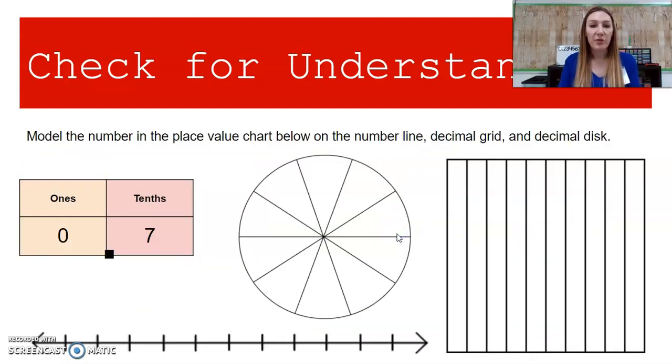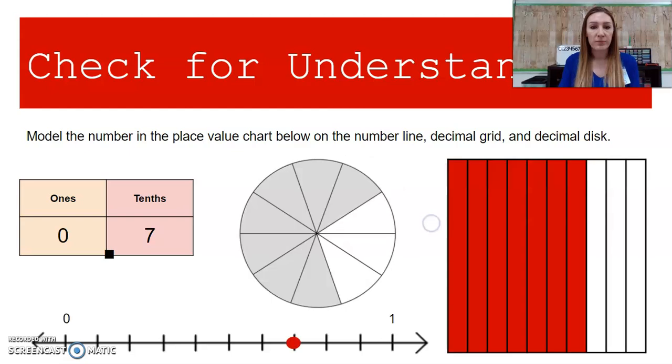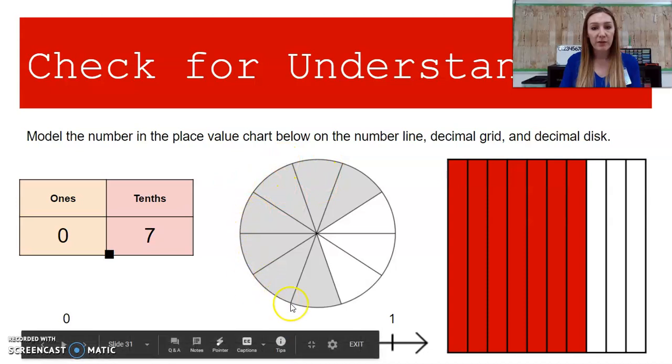Model the number in the place value chart below and on the number line, decimal grid, and decimal discs. Go ahead and pause the video and focus on that now. All right, so our place value disc, we should have colored in 1, 2, 3, 4, 5, 6, 7 tenths because there's a total of 10 pieces, and we want to shade in 7 of those.